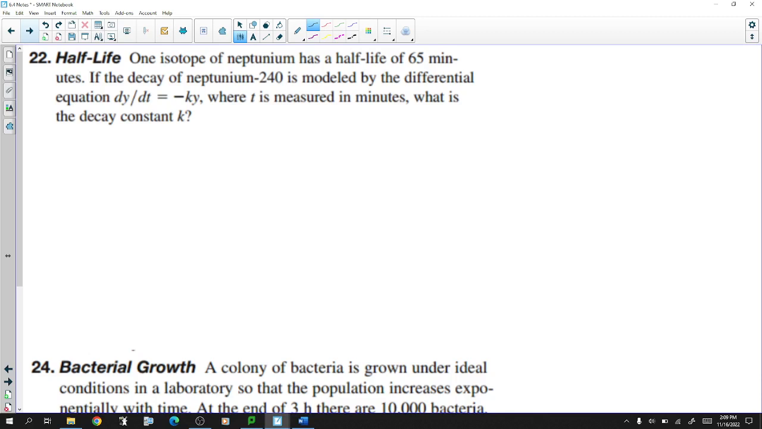One isotope of Neptune has a half-life of 65 minutes. If the decay of Neptune 240 is modeled by the differential equation where t is measured in minutes, what is the decay constant k? So half-life is 65 minutes. Well, k with half-life is natural log of 1/2 over 65. Do I have that value? Let's see. 0.01066. Keep on going.